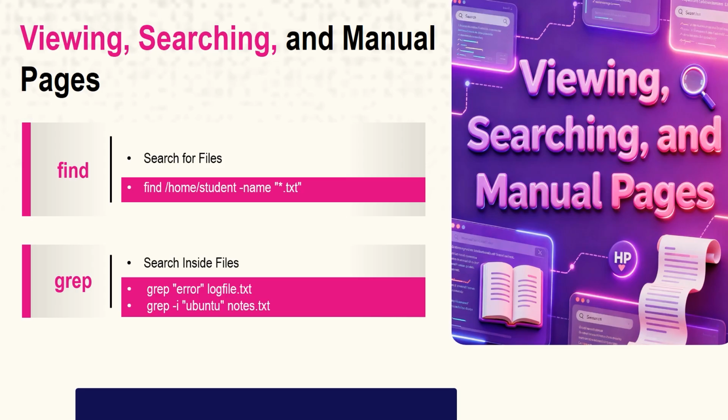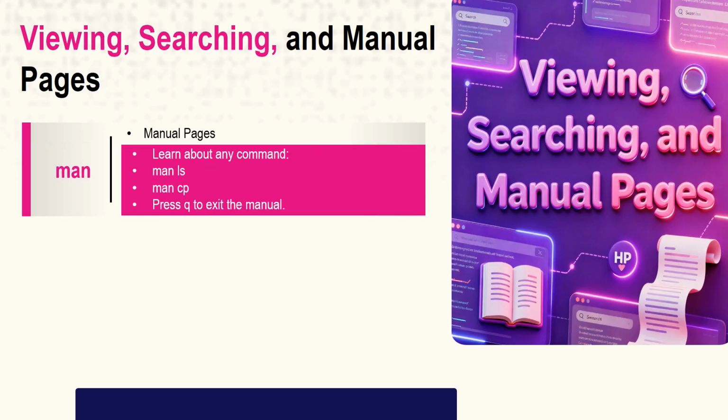And to see or to learn about any command, the manual pages are also available. I want to see more on copy, remove, move or ls. So simply we can say man, space, that command name. So in this example we are running man ls and man cp, and when you want to exit the manual, press the q key.